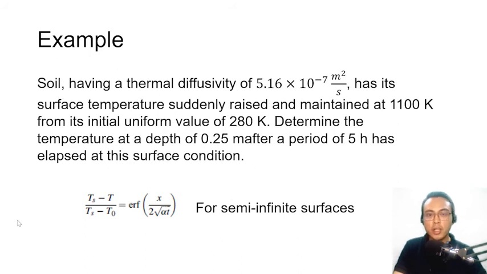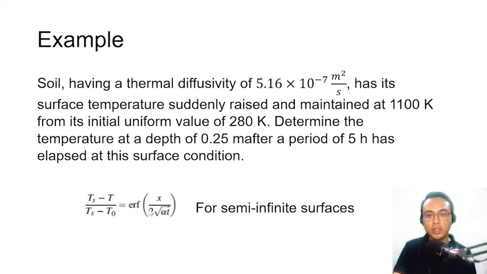If you compare this to the previous examples, the heating fluid is actually all over our shape. This time, only the face of the soil is being heated, and we are treating the entire depth of the soil as a semi-infinite surface. For semi-infinite surfaces, we use this equation. We have the same unaccomplished temperature change, but now on the right-hand side of the equation, we have what we call the error function. I will demonstrate how to use this error function later.